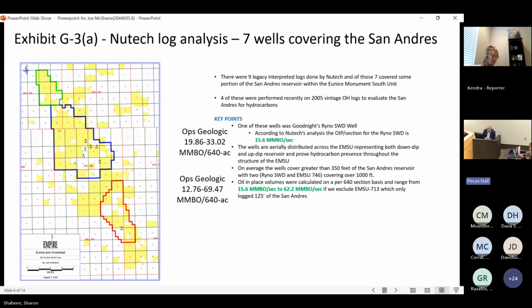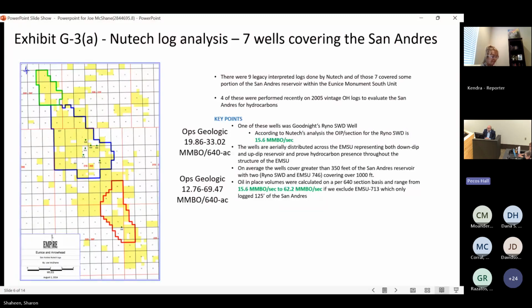Can you describe what this map shows? So this map is illustrating the 7 wells that New Tech did their log analysis for us when we initially gave them the scope of work. We actually gave them 9 wells, but they settled on 7 based on log quality, as well as the fact that they covered some portion of the San Andres Reservoir. 4 of these analyses were performed recently on 2005 vintage open hole logs in the San Andres to evaluate for hydrocarbons.